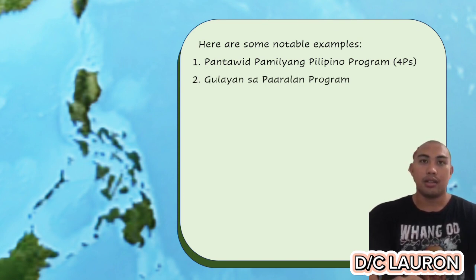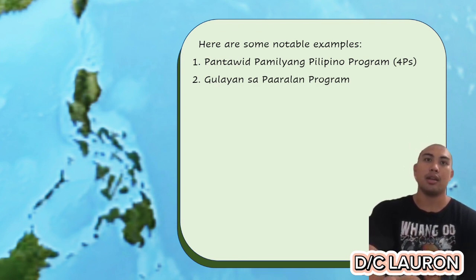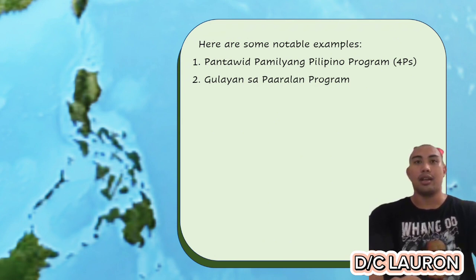And second is the Gulayan sa Paaralan program. The Vegetable Gardens in School initiative is a proactive step towards promoting food security and educating students about sustainable agriculture. Schools establish vegetable gardens, allowing students to actively participate in planting, cultivating, and harvesting crops. This hands-on experience not only imparts practical agricultural skills but also teaches the importance of a balanced and nutritious diet, contributing to the overall well-being of students and their communities.